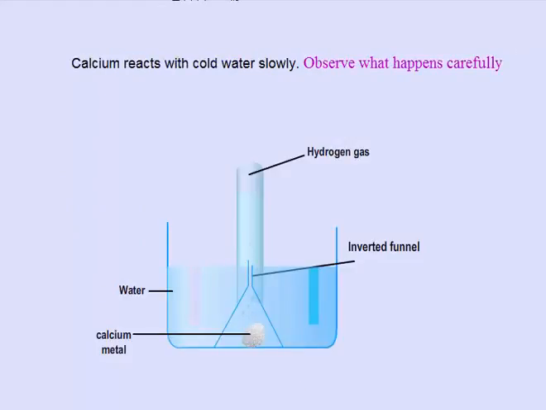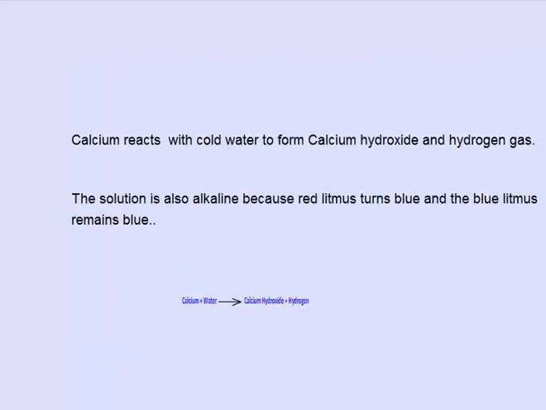A small piece of calcium metal is dropped into a trough containing cold water. Blue and red litmus papers are immersed in the water trough. Calcium reacts with cold water to form calcium hydroxide and hydrogen gas. The solution is also alkaline because red litmus turns blue and the blue litmus remains blue.